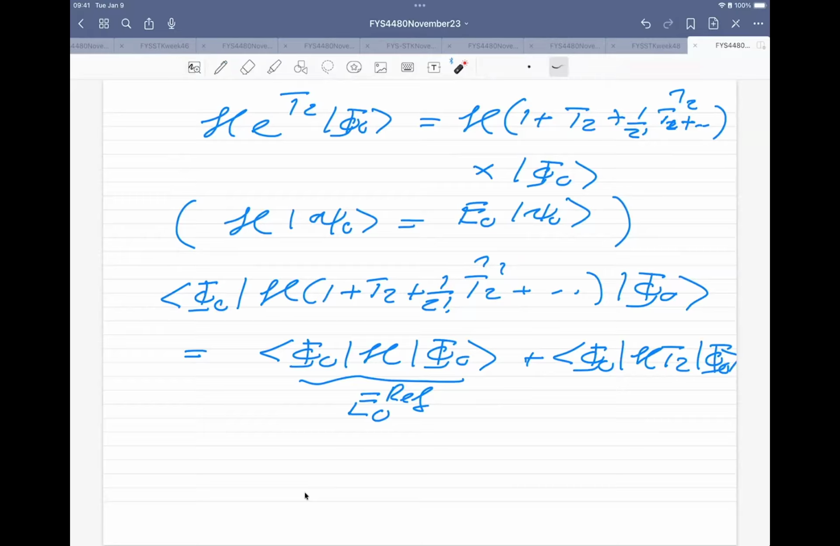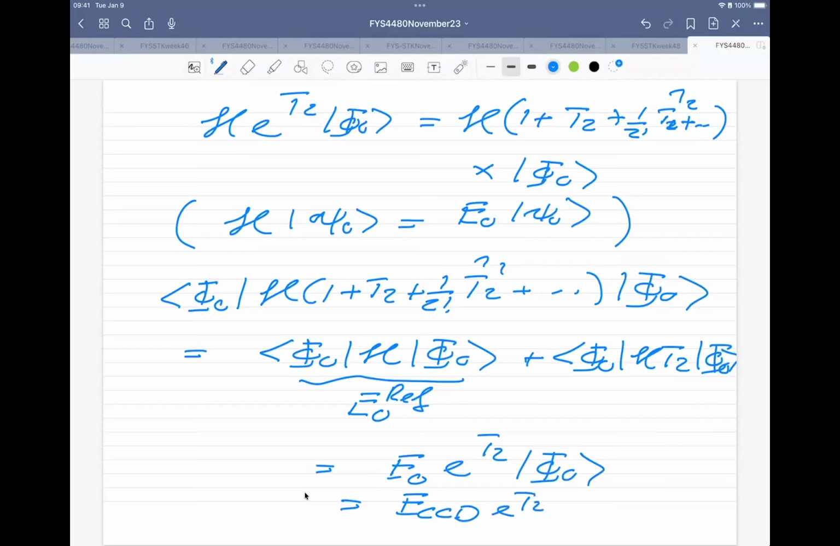So this term here, when we switched over the term with E0 ref here, so if we look at the expansion which we have, this expansion here is supposed to be equal to E0 times e^{T2}. So this is an approximation. And what we said is that we label this approximation with CCD, e^{T2} of phi 0.